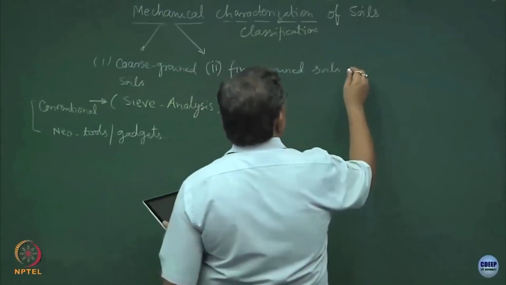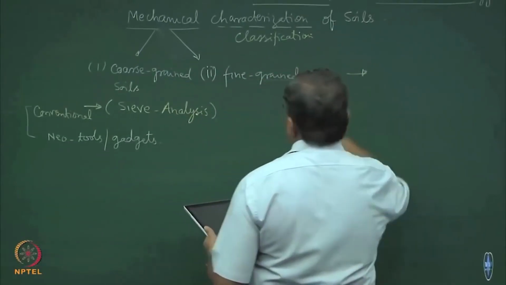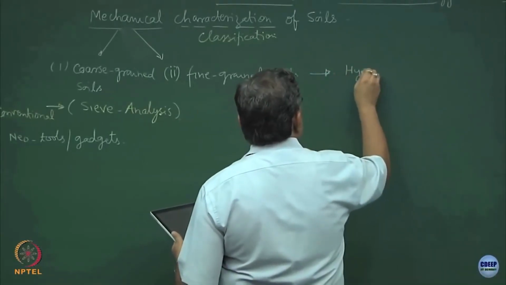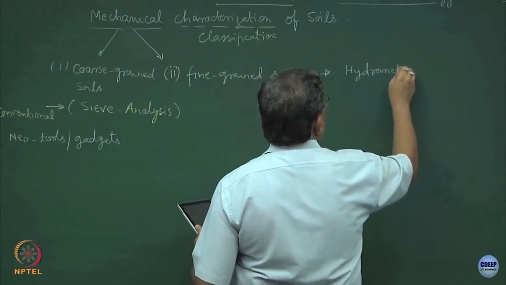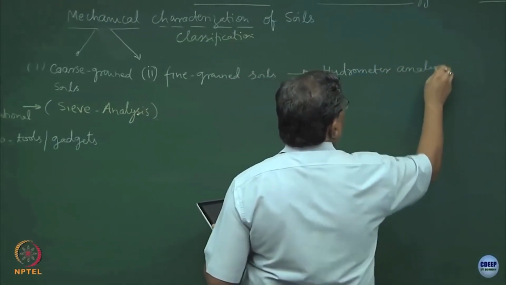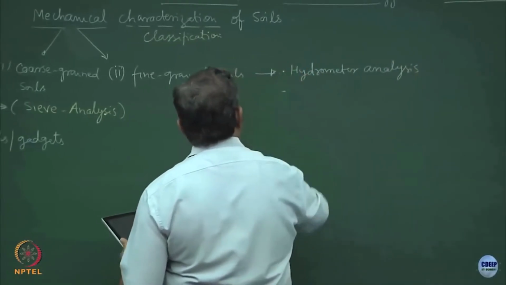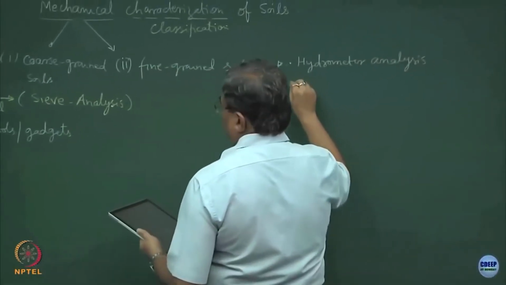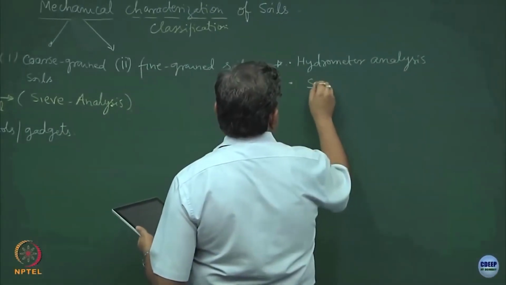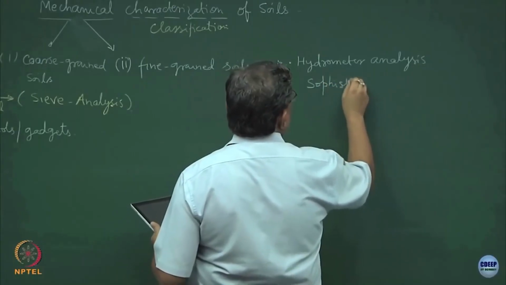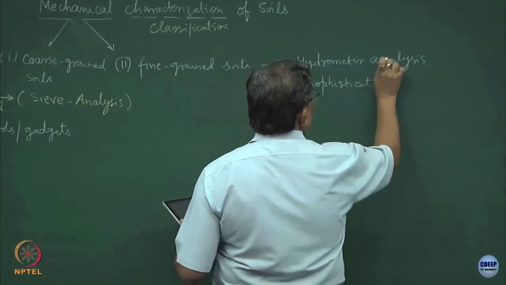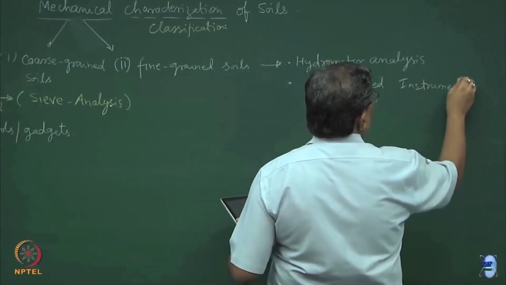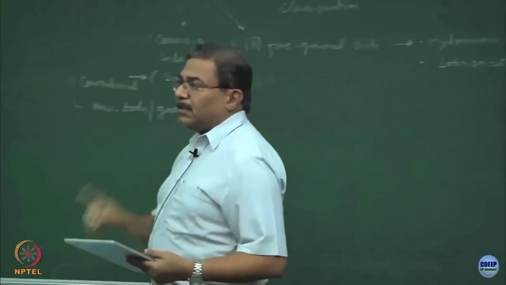Now, fine grained soils are normally classified based on something which is known as hydrometer analysis, which you might have performed in the laboratory, or we have again different types of sophisticated instruments which are used to characterize the soil.